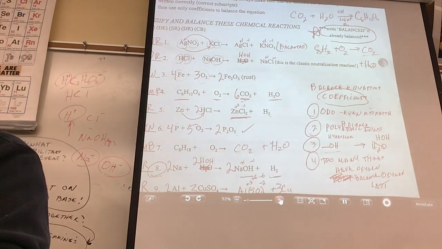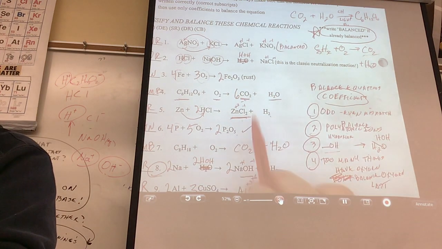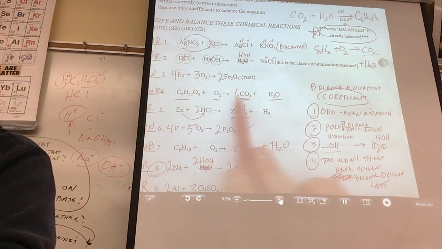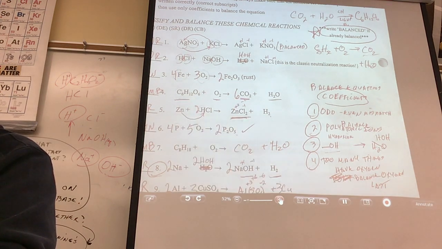Put a big old fat 6 there. Get it? Now I have 6 carbons on the right hand side of the arrow. I have 6 carbons here. All right, Kyle, do hydrogens now.